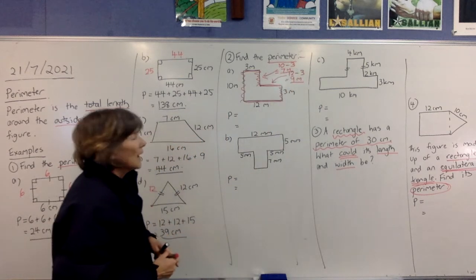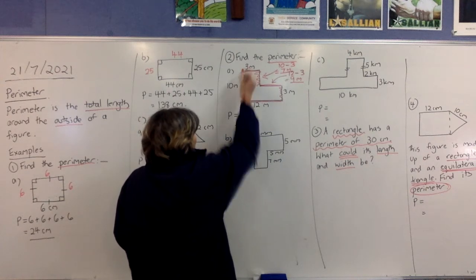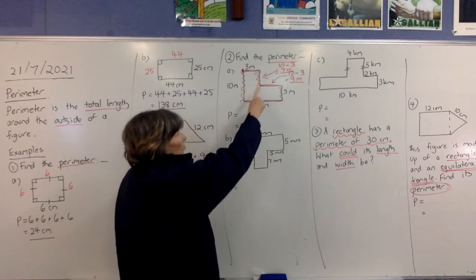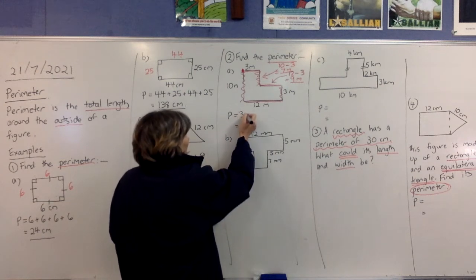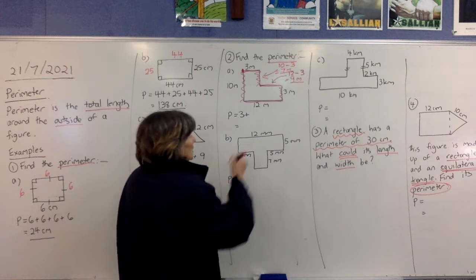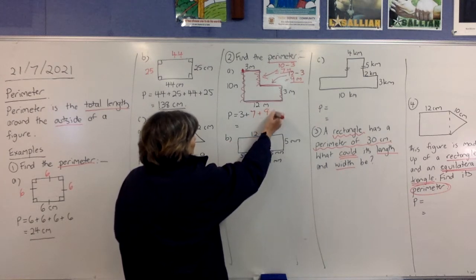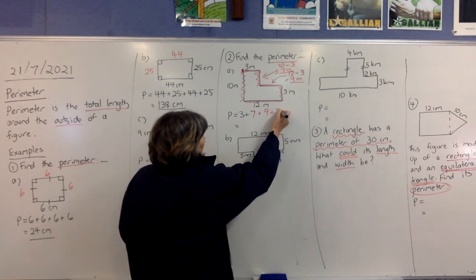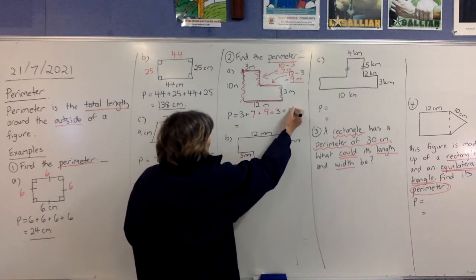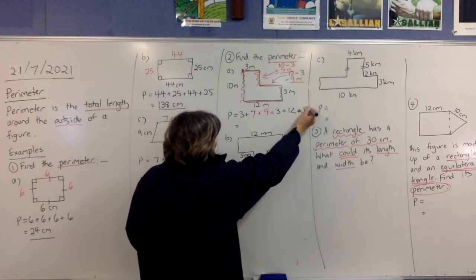So now we're going to add up all our sides. So I'm going to start here in the top left-hand corner, and I'm going to go round the shape like this. So I've got 3 plus, now here's the 7 we just found, plus the 9 we just found, plus, we're up to here now, 3 plus 12 plus 10, and we're back to where we started.